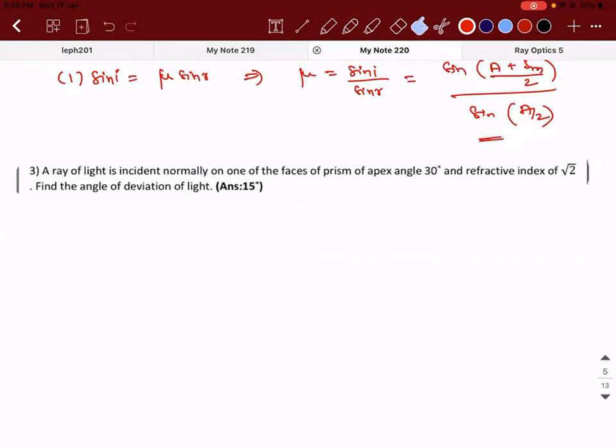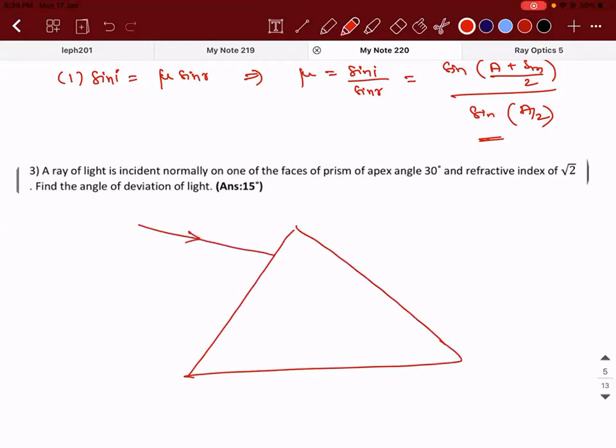So listen to this. I have a prism. A ray of light is incident normal on the surface. So what is the angle of incidence? Normal means along the normal. Along the normal, the angle of incidence is 0, which implies R1 is 0 degrees. Right? It will go without any deviation and hit the surface on the other side. Now the refractive index of this material is √2. Find the angle of deviation of light.